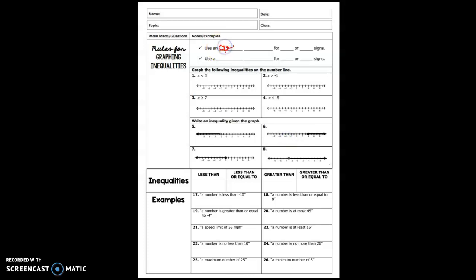An open circle for less than or greater than signs. Hopefully you've seen inequality symbols before. It should be a review for most of you, but we're just going to write and graph these. Then we want to use a closed circle any time we have less than or equal to or greater than or equal to signs.